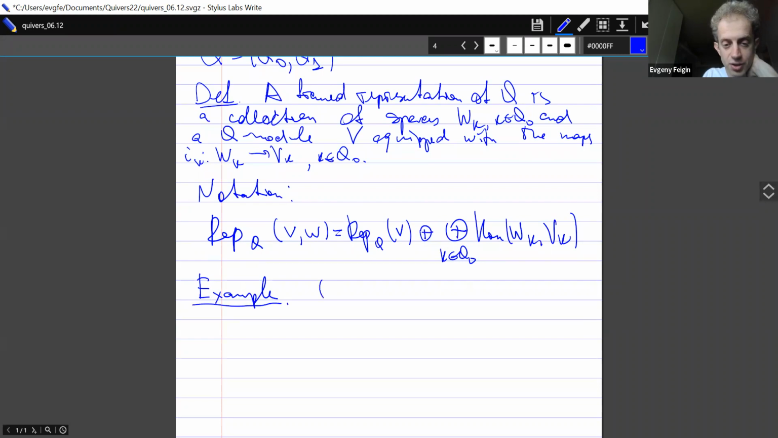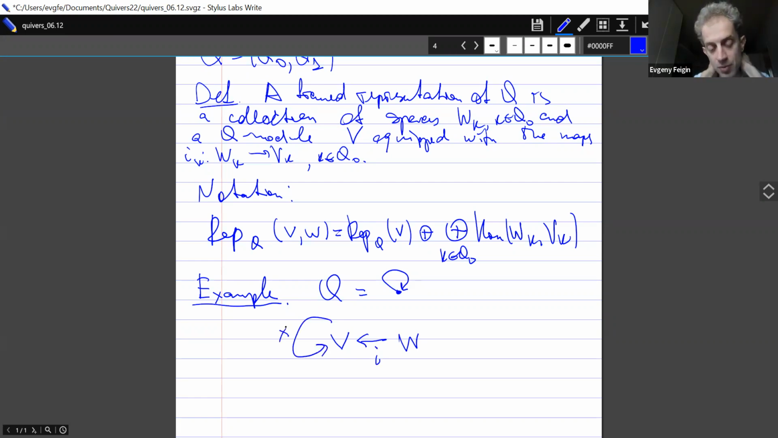Let me give you an example. Say Q is just a one-vertex Quiver with one arrow. Then we have a space V and a space W. We have a map here, this is our I, and we also have another map, say X, which acts from V to V. So this is a representation on the space V, W. Okay, so this is our framing.